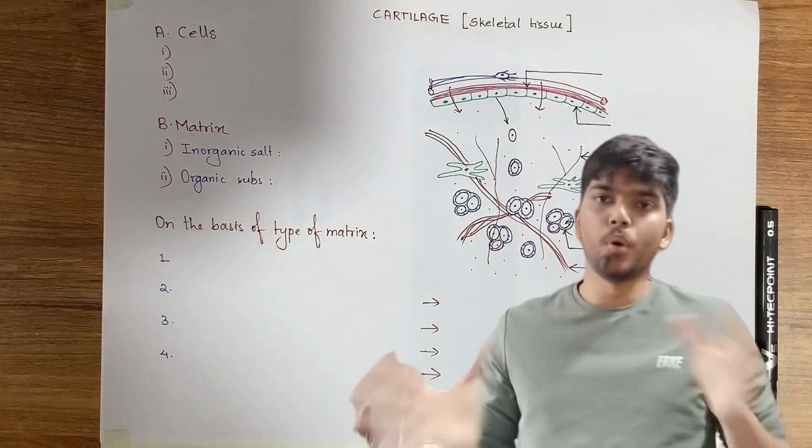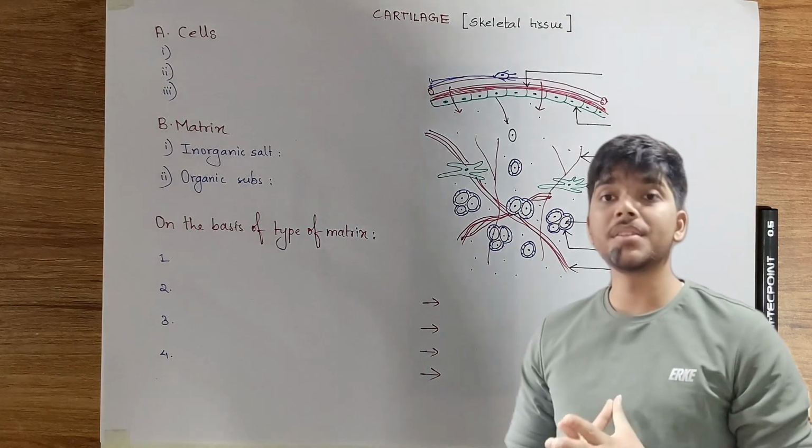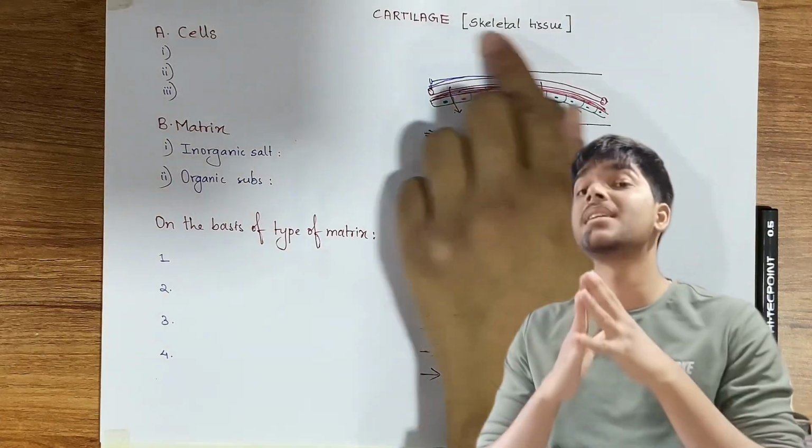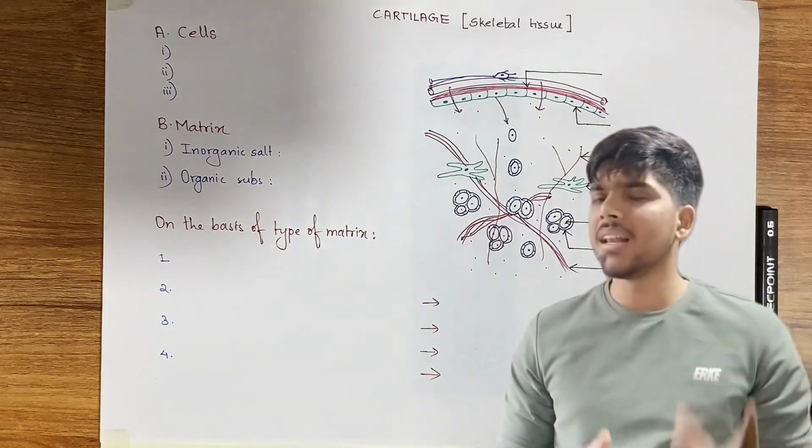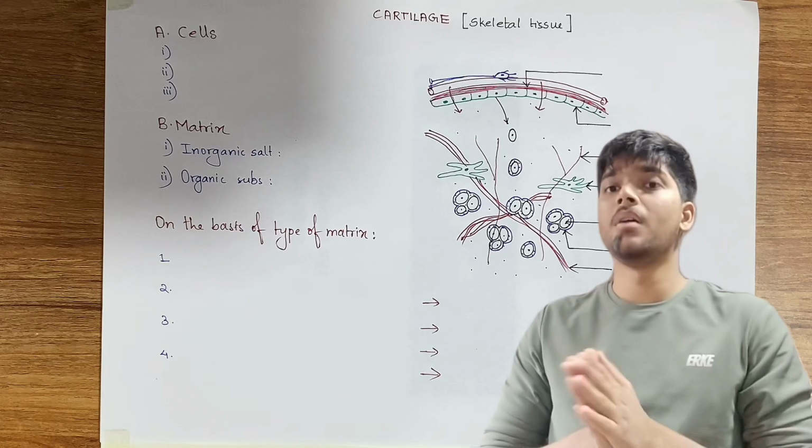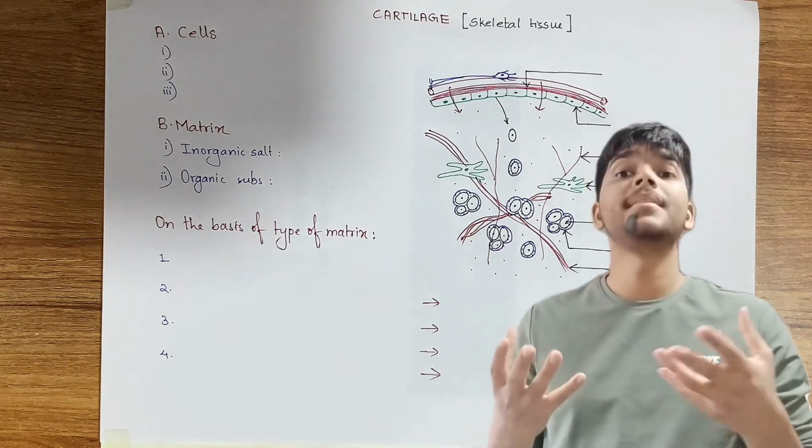So we are done with bone. Now it's time for the second type of skeletal tissue, and that is cartilage. Cartilage is a skeletal tissue because it forms the skeletal system of the human body. That's why.